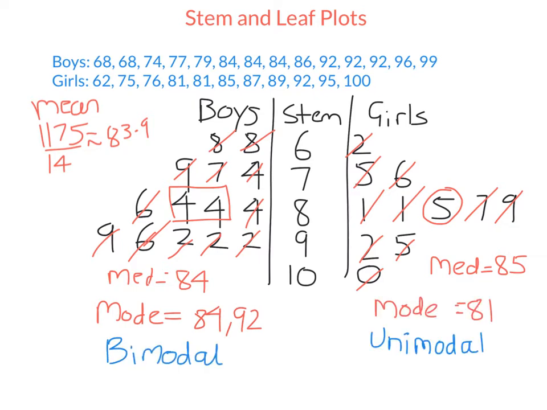For the data for girls, on the other hand, there was only 1 score that occurred the most. 81 was the only score that occurred twice. So the mode for girls is 81. We say it is unimodal. It has only 1 mode. Bimodal has 2 modes. Unimodal has 1 mode.